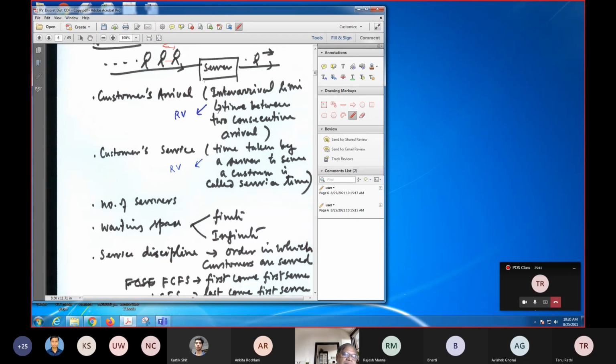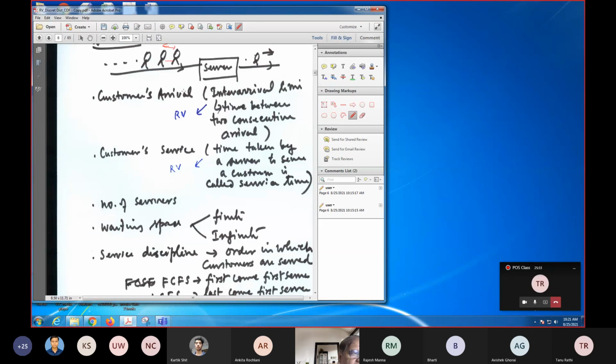say for example, number of customers will be a discrete random variable. At any time, if you observe the queue, you will be finding either nobody is there, or 1 or 2 or 3. You cannot say 1.5. So the number of persons in the queue is a discrete random variable.